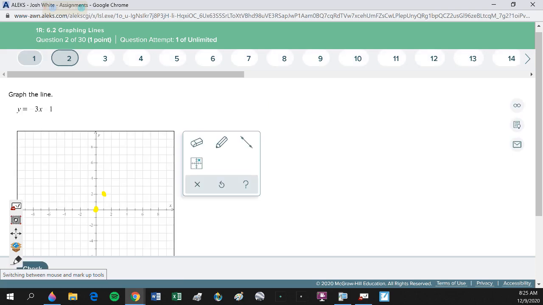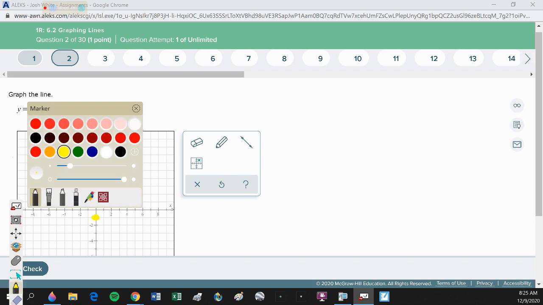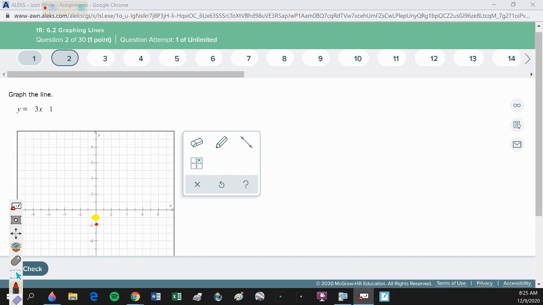Okay. How do we graph this one? The y-intercept is -1. So down 1, 2, 3 over 1. And there's the line.